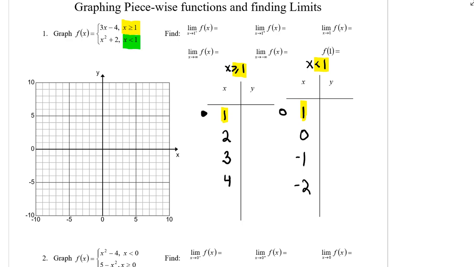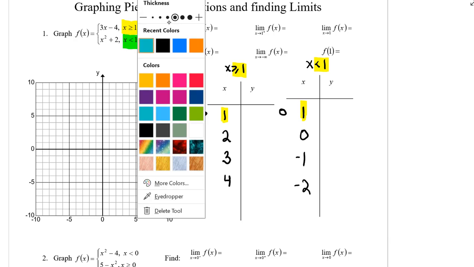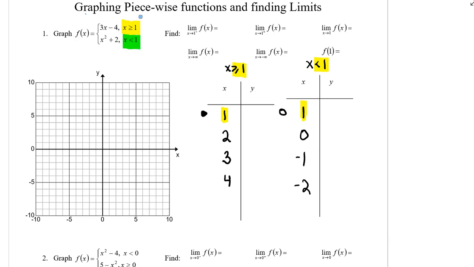So again, the expression that I'm using here for the x values greater than or equal to 1 is 3x minus 4. So I'm just going to do some mental math here. I think this is negative 1. 3 times 2 is 6 minus 4. And I'm going to stop calculating out loud because that'll be super annoying for you. And then I'm going to plug into x squared plus 2.